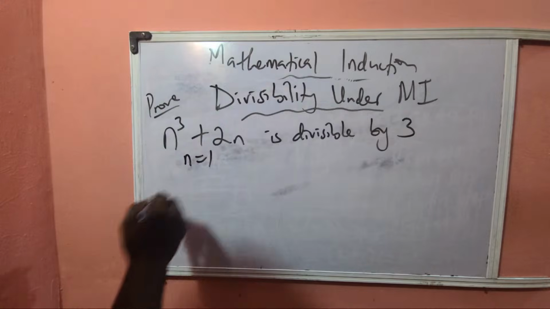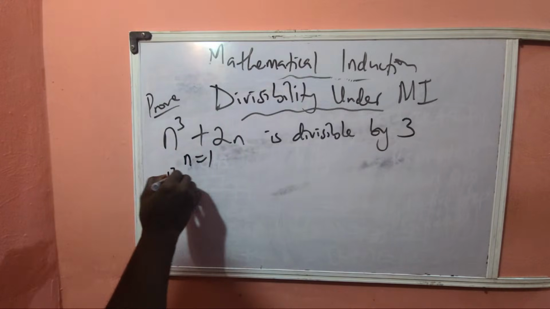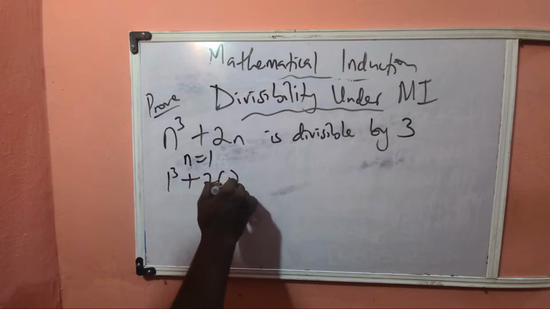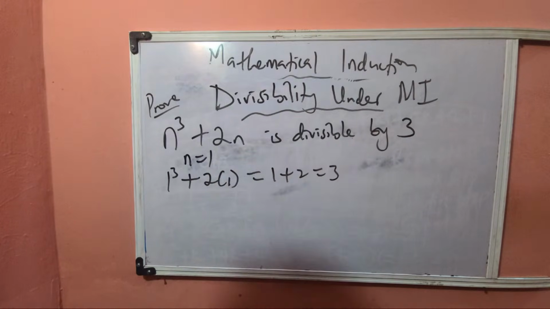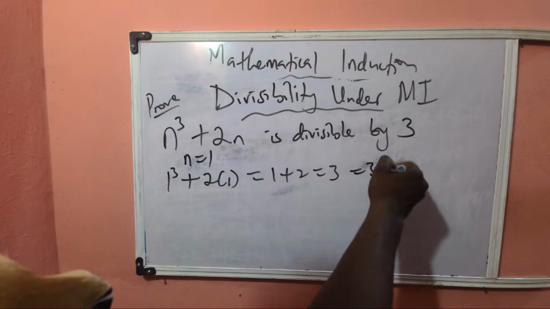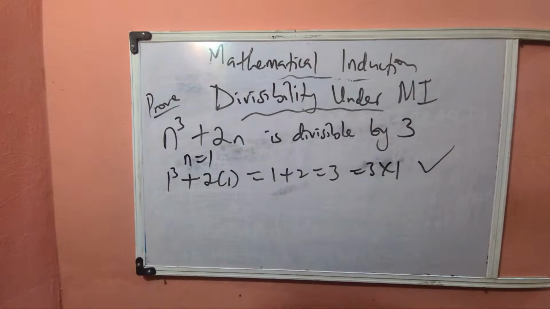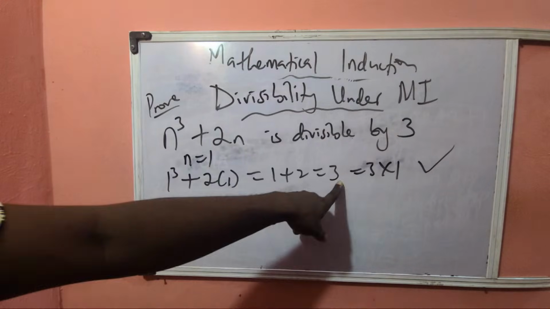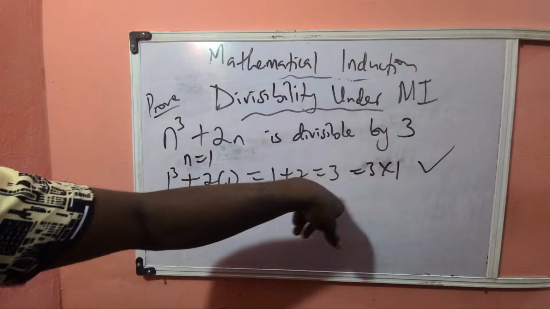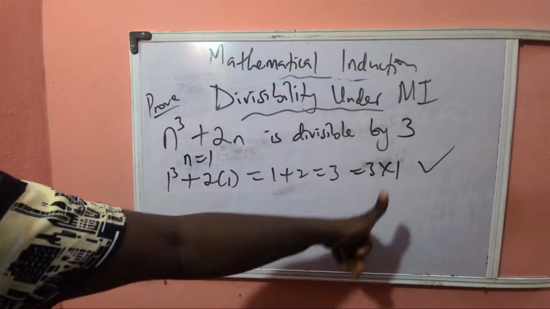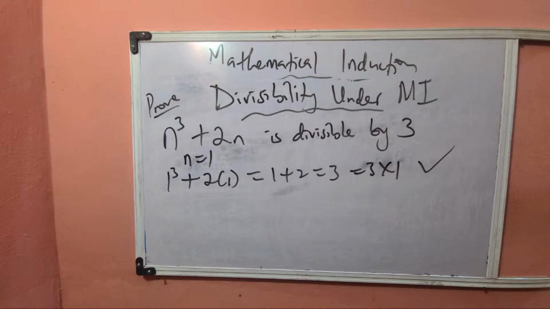If n was equal to 1, that means 1 cubed plus 2 times 1. What did he give me? He gave me 1 plus 2. That is 3. Now, you can see that this is 3 times 1, which shows that it was divisible by 3, because 3 will be divisible by 3 one time. That means 3 can go in 3 one time. 3 times 1 is 3. That's nice. You see, this works very fine.